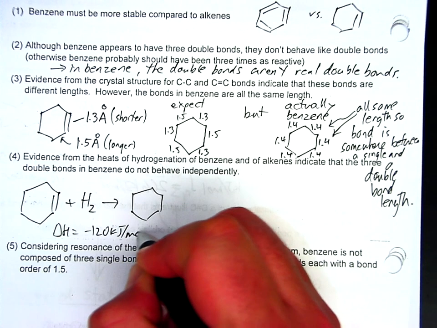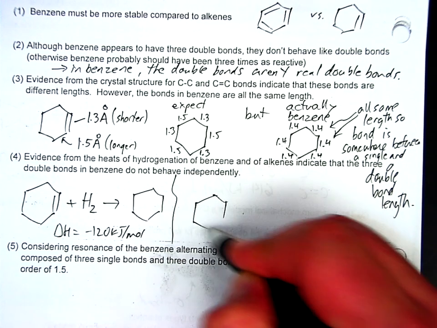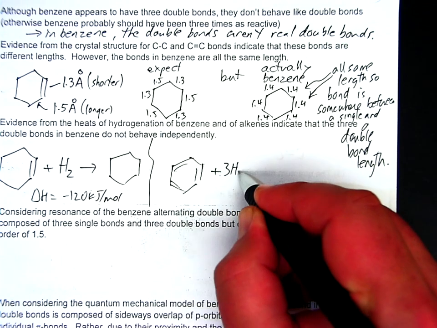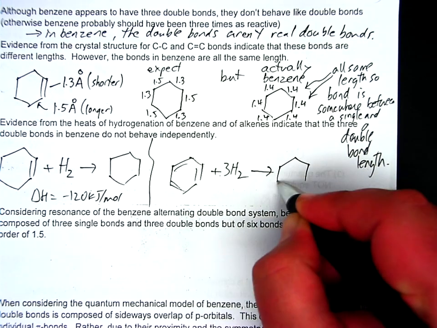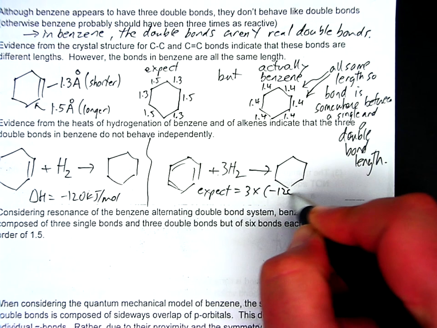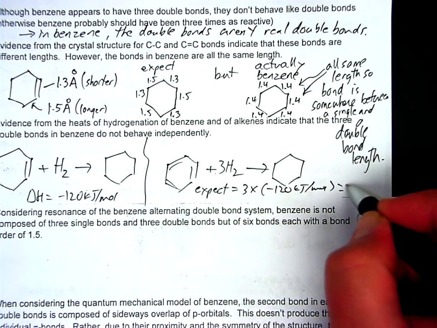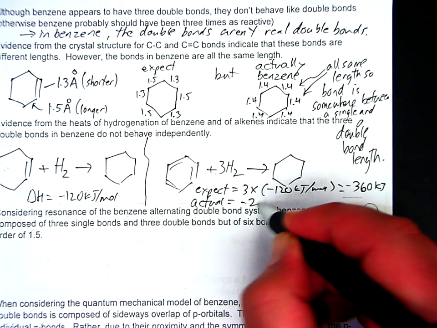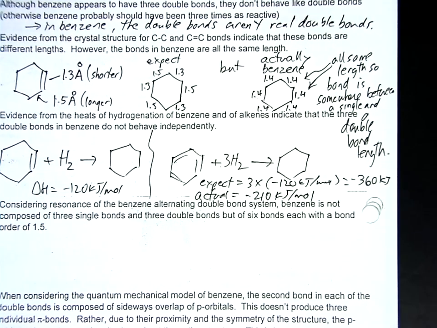But if I do this with benzene, if these were all independent double bonds, you would expect it to be 3 times the amount, would you not? I'd say so. You'd expect 3 times negative 120 kilojoules per mole, which would be negative 360 kilojoules. But the actual amount is negative 210 kilojoules per mole. So they are definitely different. They're not all individual double bonds. Somehow they're interacting with each other. Otherwise, this would be fairly close to being correct.